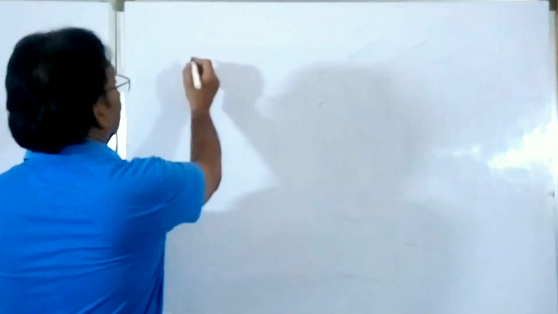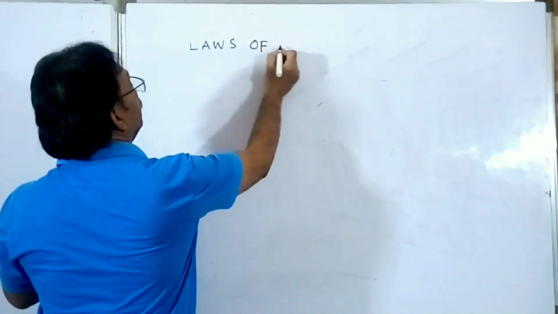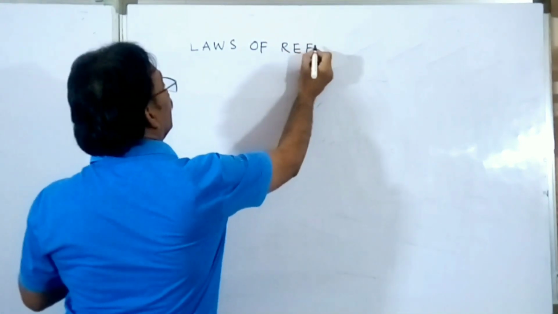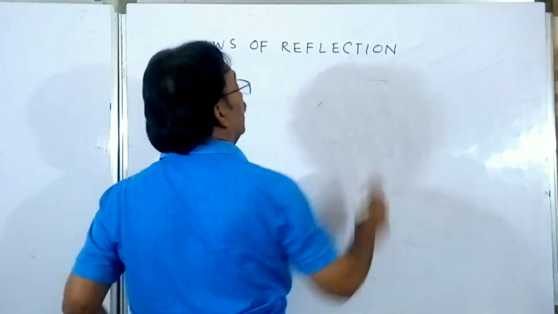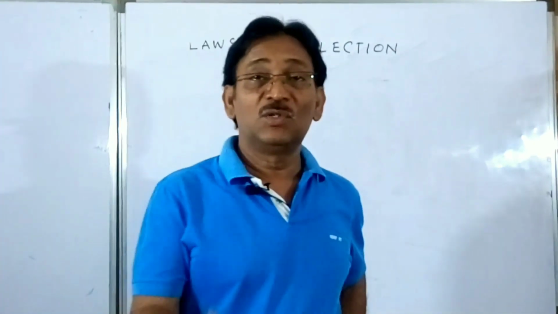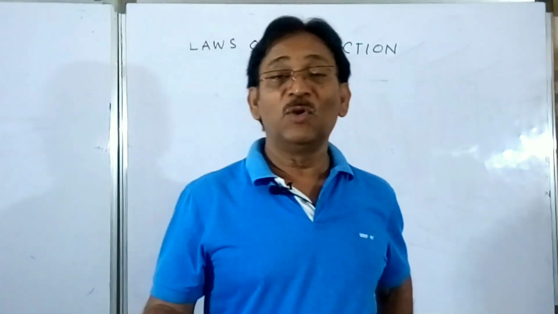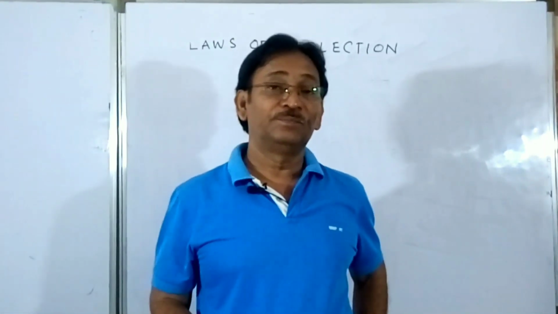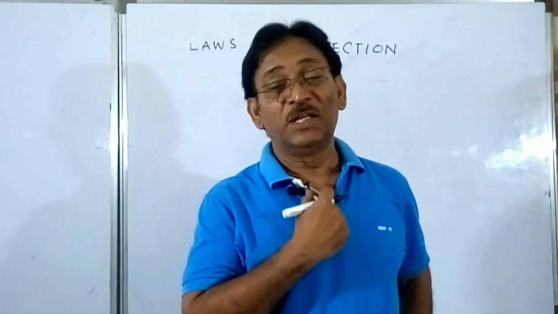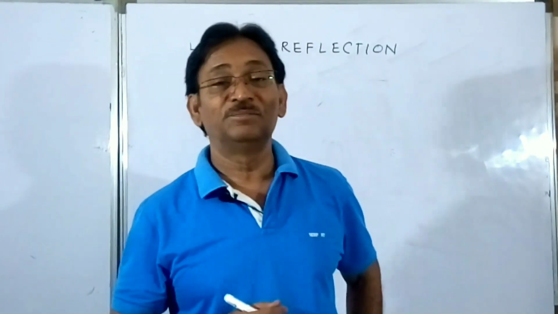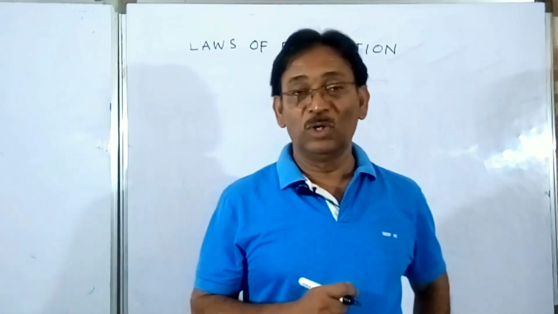Okay, now we are going to learn about the laws of reflection. I told you, reflection is the phenomenon of light bouncing back when it is incident on a surface. Or simply you can say, the change in path of the light when it is incident on a surface. Do remember that the phenomenon of reflection takes place in a single medium only.